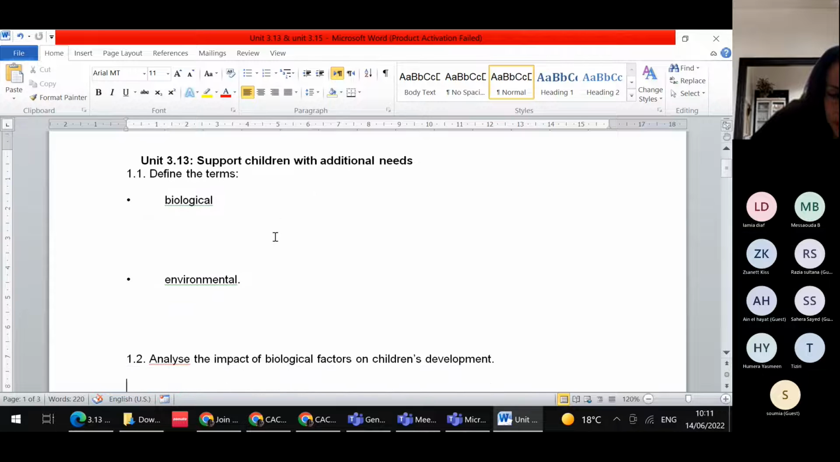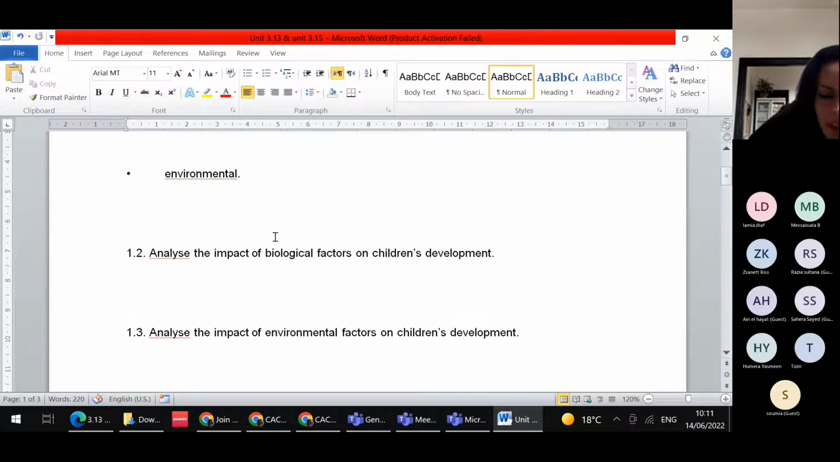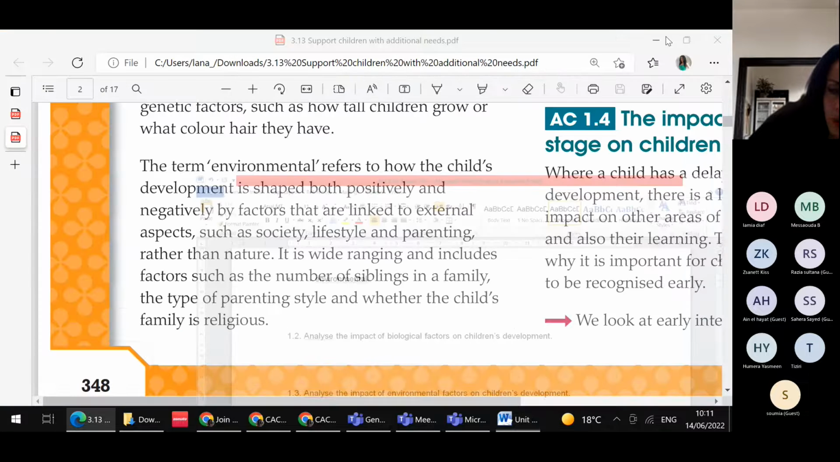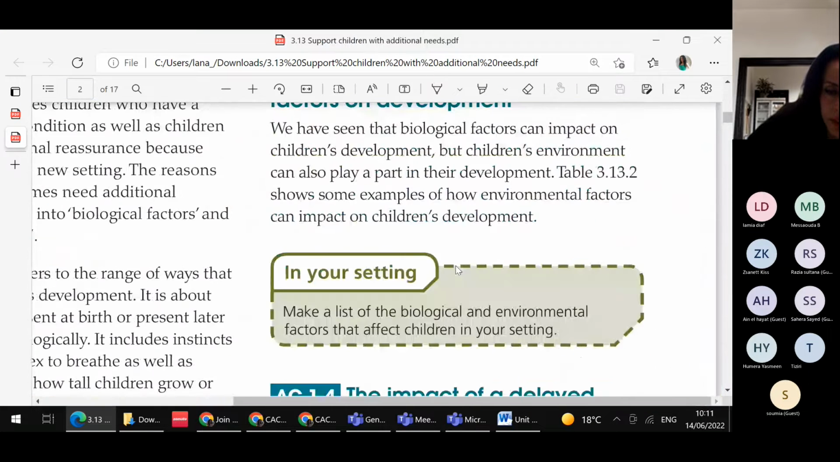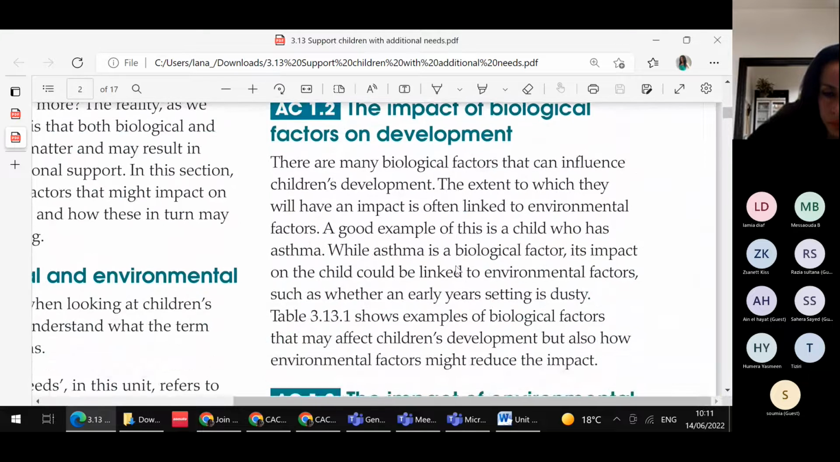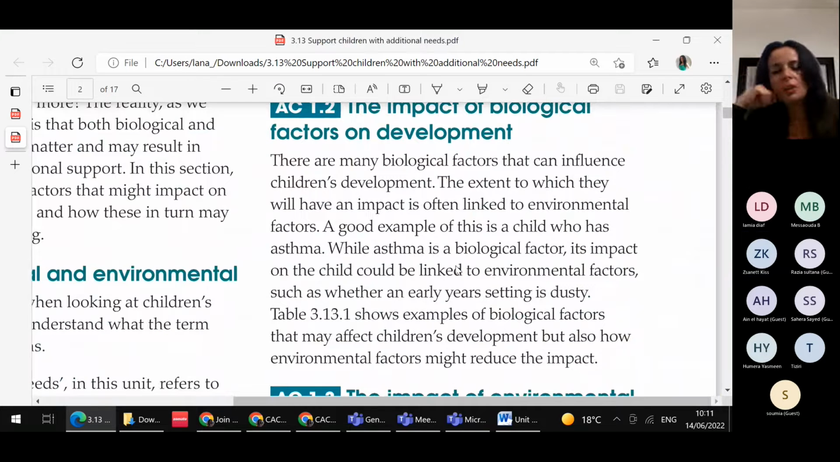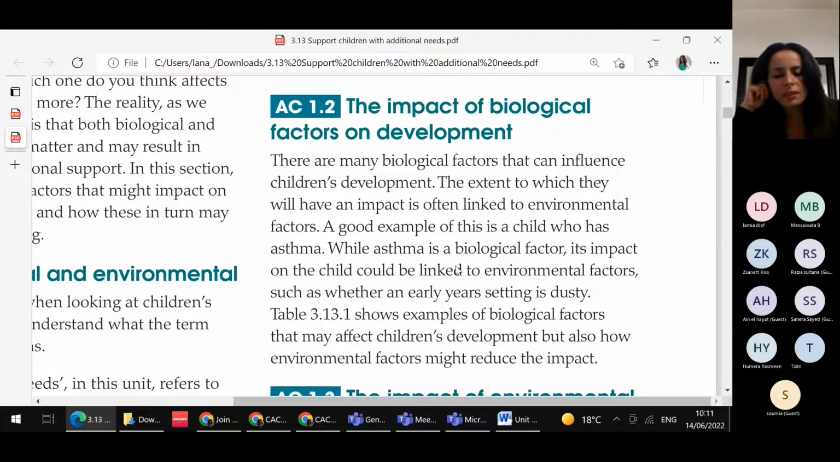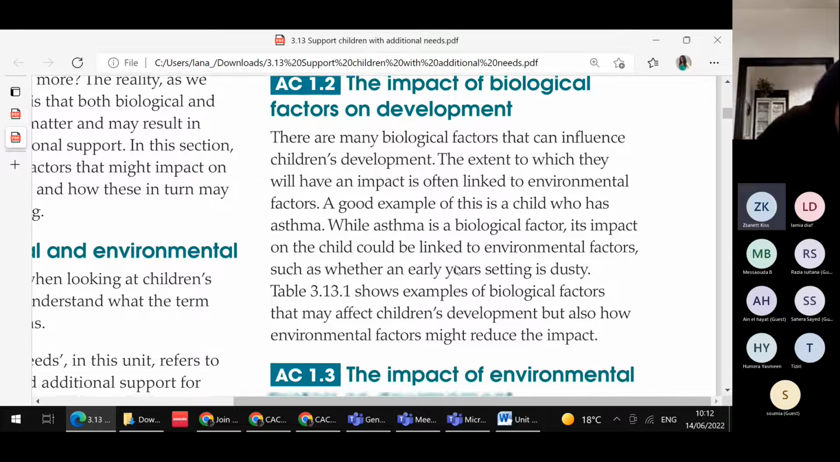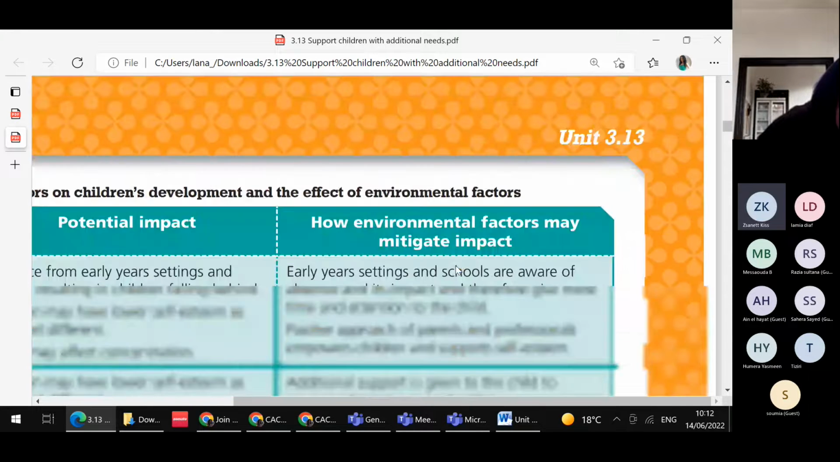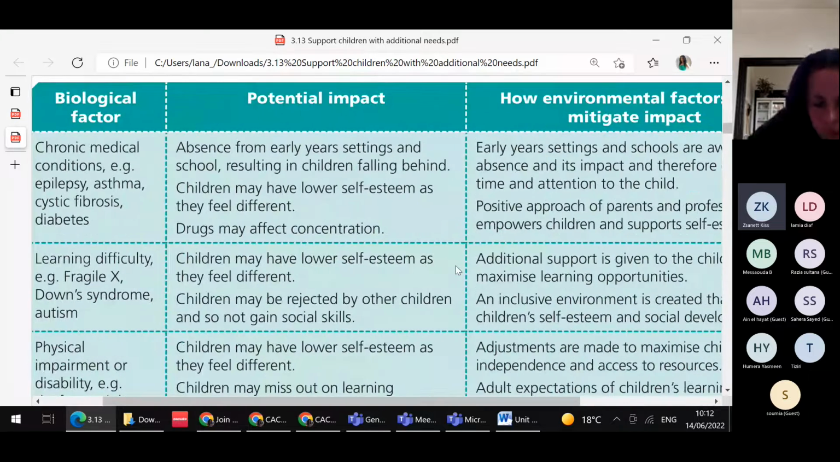Let's go a little bit further. It says analyze the impact of biological factors on the children's development. So what's the impact of these biological factors on the child's development? Could you tell me? For example, one child has an allergy to some flowers. Maybe they can't breathe easily.